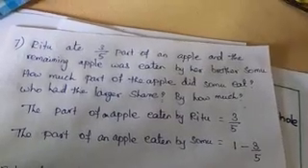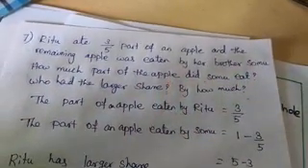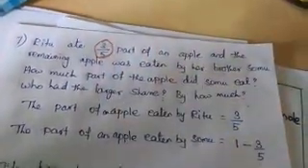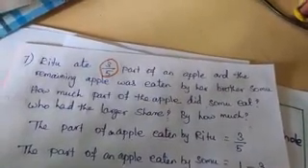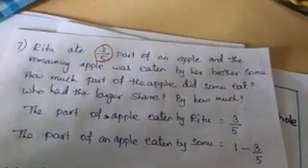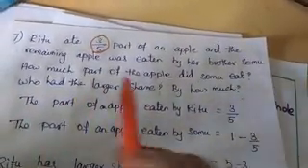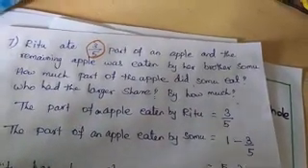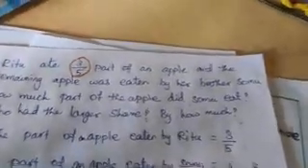Otherwise more part will be given to the smaller children. It happens normally in our home. But the question asks how much part of the apple did Somu eat, who had the larger share, and by how much. That we have to find out.